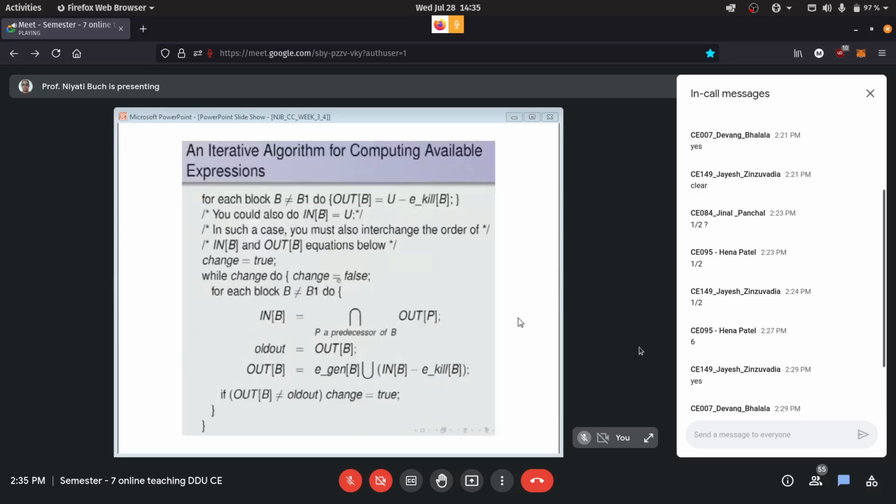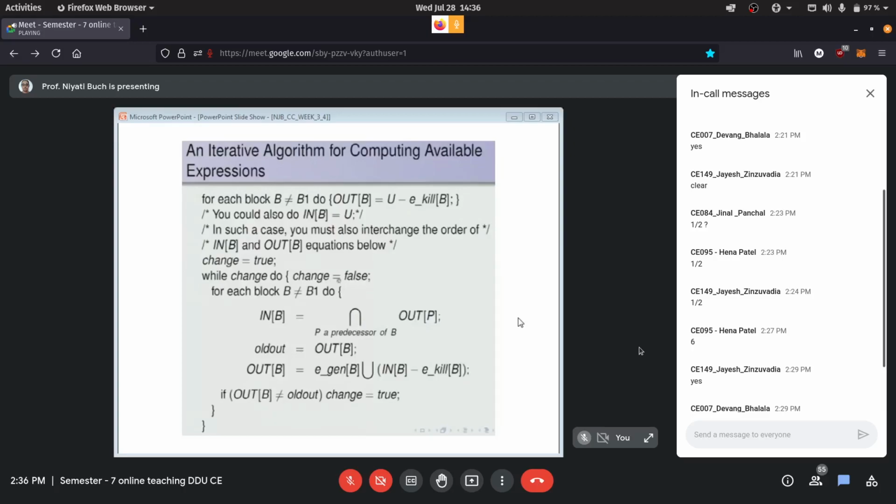Now let's quickly look at this algorithm. If you have gone through this algorithm, then understanding would be clear. So let me just trace it out for you. First and foremost, when we are applying this iterative algorithm for computing the available expressions, what we have to do first is find out the outset for all the blocks.